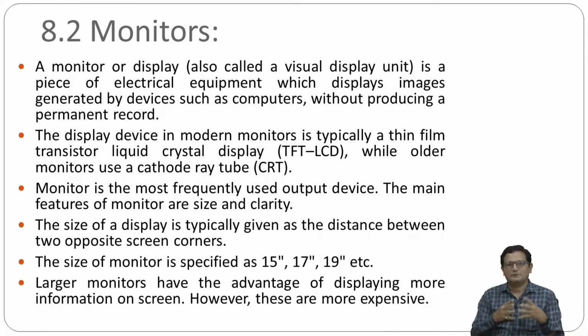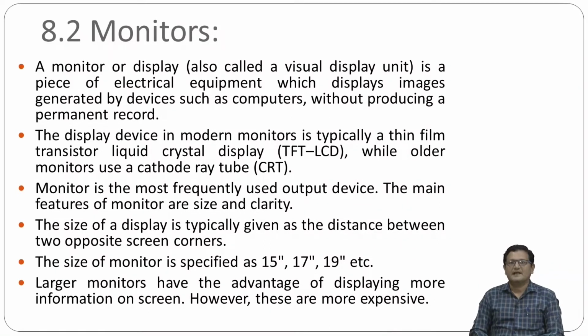Similarly, when we are trying to buy a monitor, we also need to focus on how clear the images produced by that device will be. The size of the display is typically given as the distance between two opposite screen corners. So if you want to measure the screen size, you just have to measure the distance between two diagonal corners. Suppose you are getting a 15-inch, 17-inch or 19-inch monitor, that means the distance between two diagonal corners of that display unit is 19 inches.